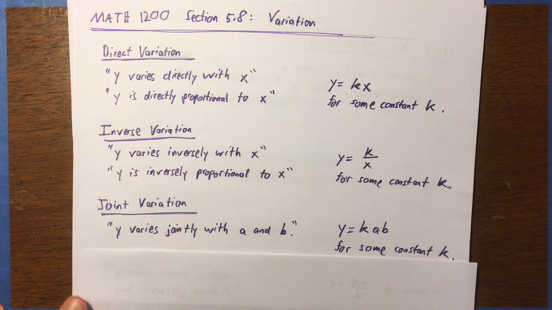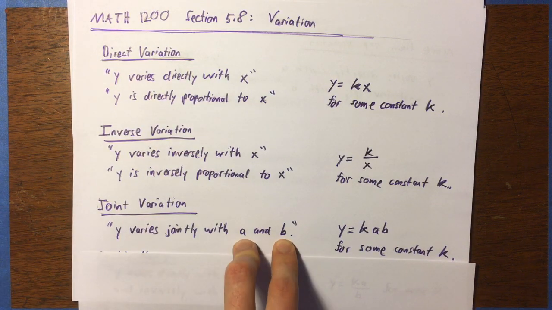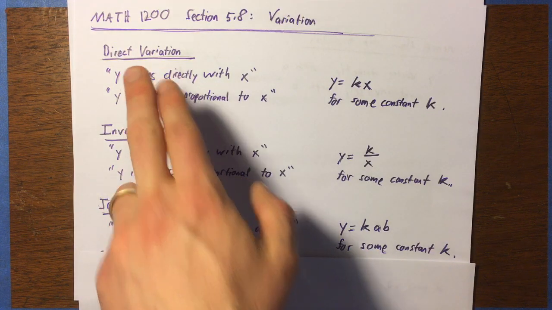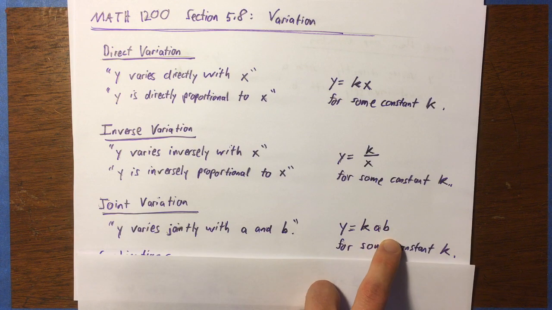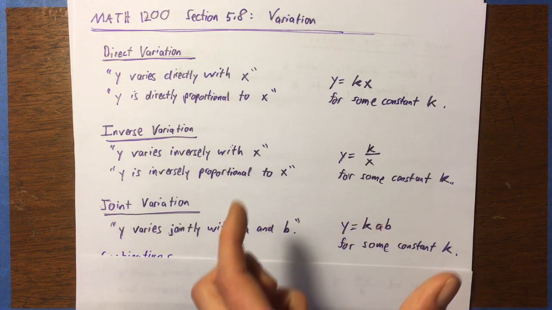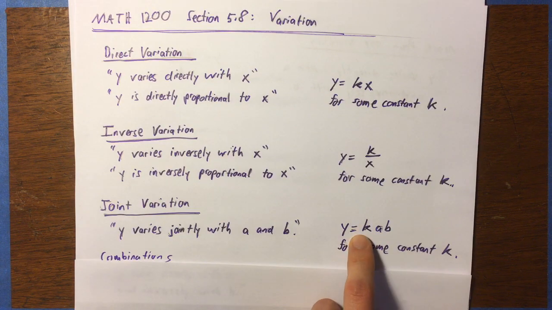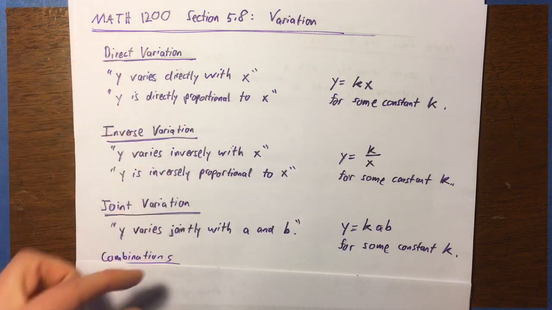Okay, joint variation. Sometimes you hear this phrase, y varies jointly with a and b. Now I'm using a and b to be two other variables. This means that it's basically like direct variation twice, so k times a times b. You only need one constant k, because if you had two constants, you could just combine them into one constant. So you're taking the a and the b and multiplying them together and then multiplying by another constant. That's like a double direct variation.